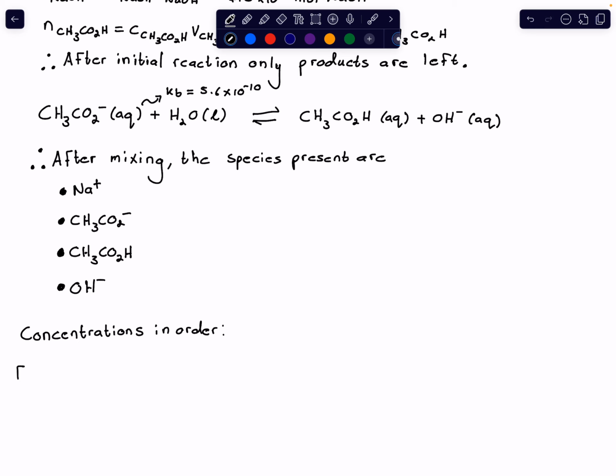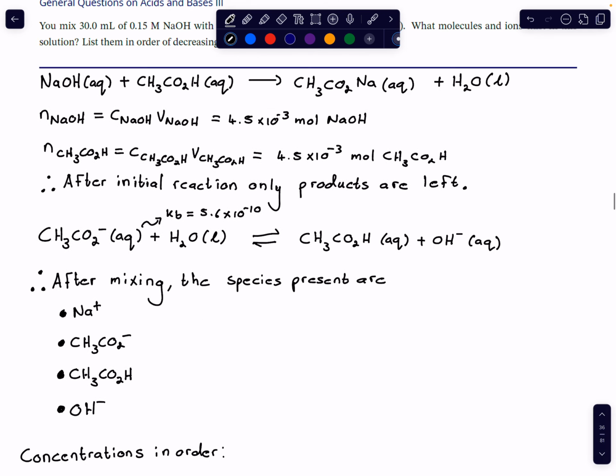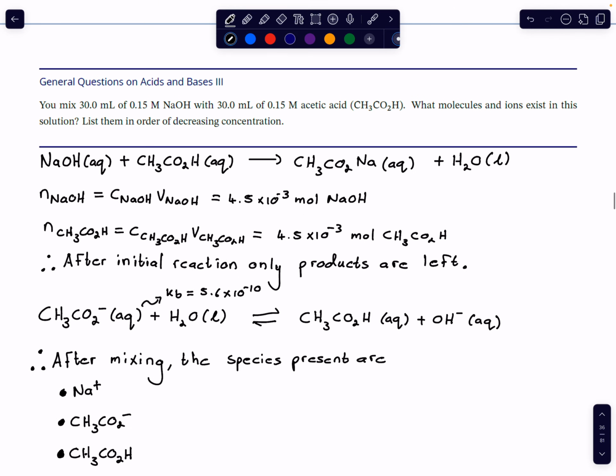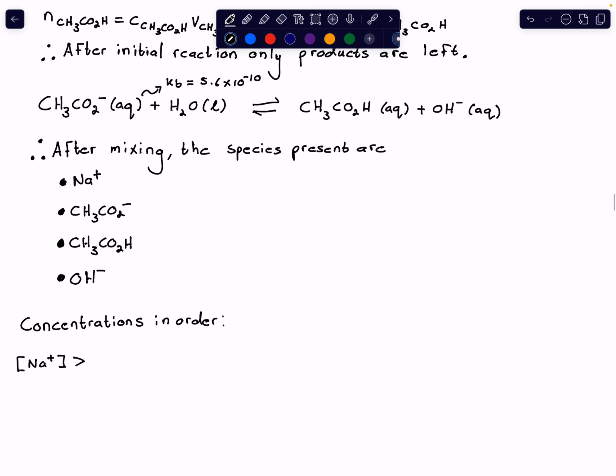So the one with the highest concentration is going to be the spectator ion, right? Because it's a spectator. It's not doing anything. It should have the concentration of the sodium hydroxide, and you see the concentration of the sodium hydroxide is equal to that of the acetic acid initially, so it's the same number of moles, so it shouldn't be higher than anything else. Then the next highest should actually be our acetate anion, whatever its concentration is at equilibrium.